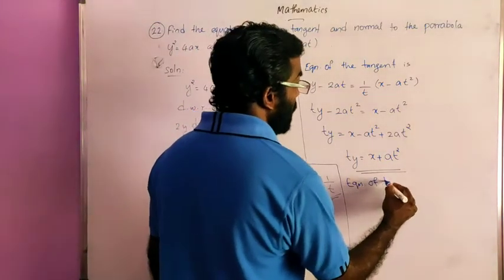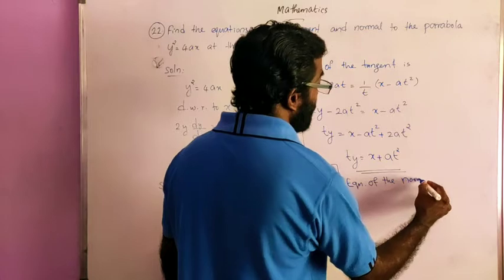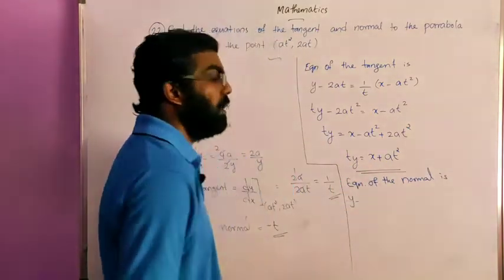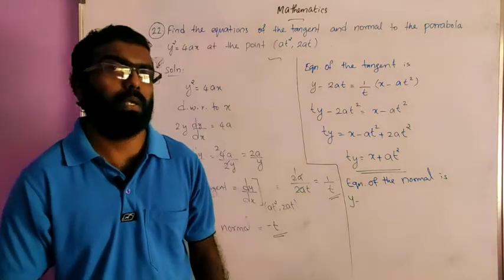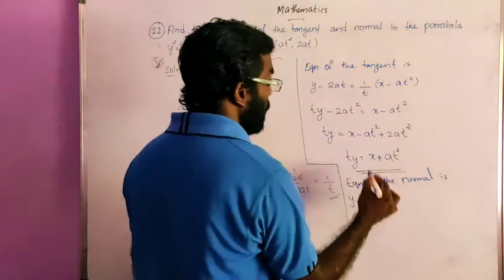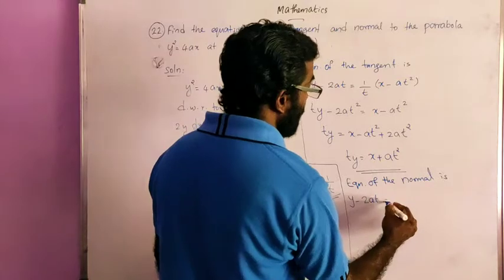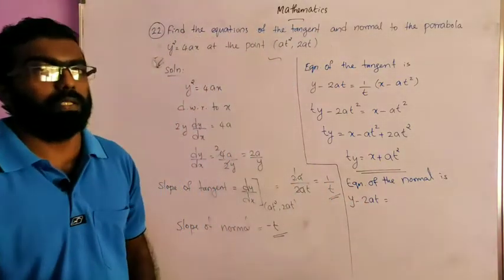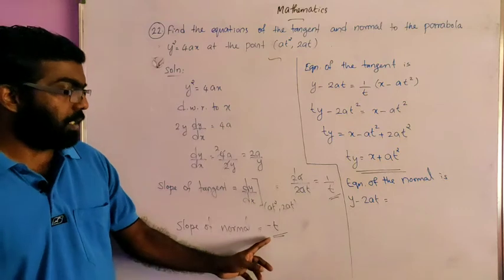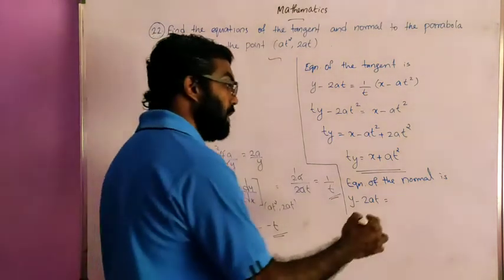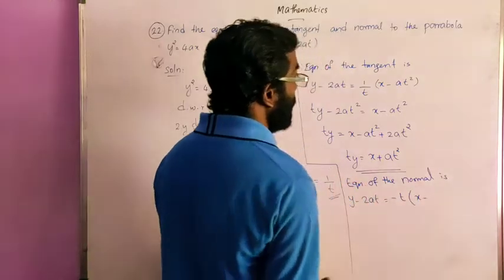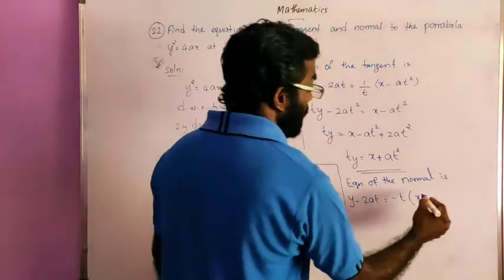Now the next is the equation of the normal. The equation of the normal is y minus y0 is equal to minus 1 by f'(x0) into x minus x0. Okay. So y minus y0, it is 2at. y minus 2at is equal to minus 1 by f'(x0), that means the slope of the normal. Here the slope of the normal is what? Minus t. So we write minus t here, minus t into x minus x0. x minus x0 is at².